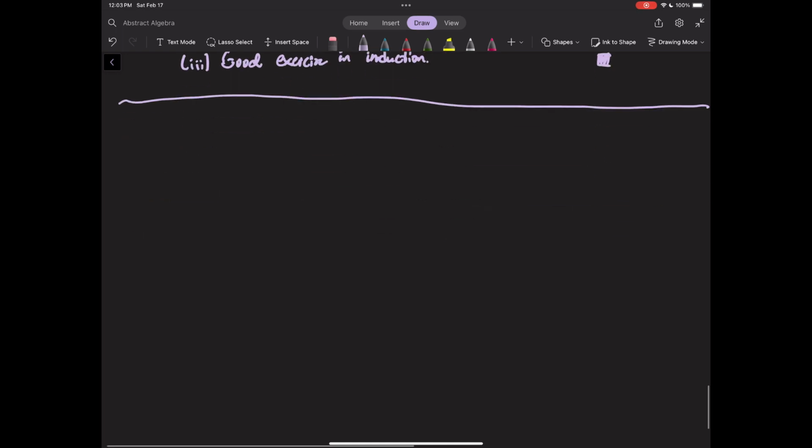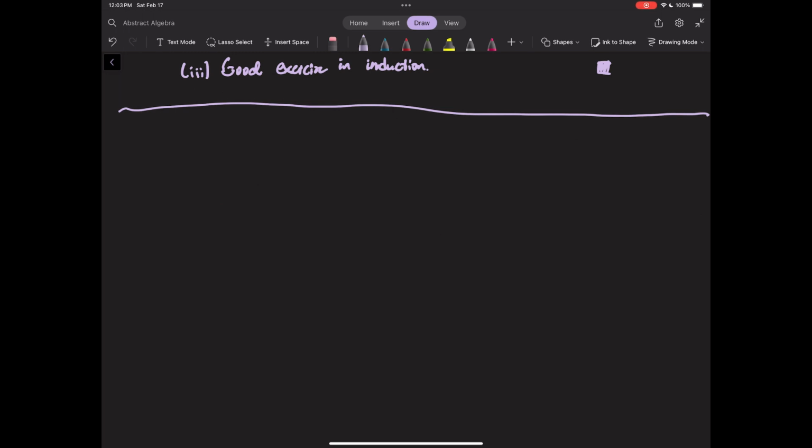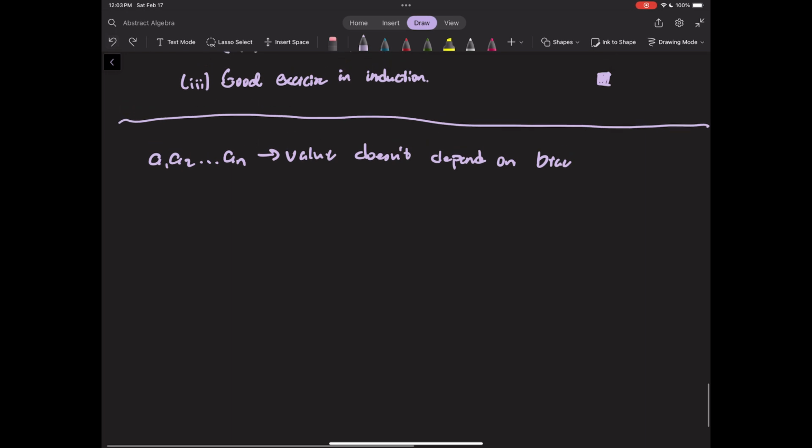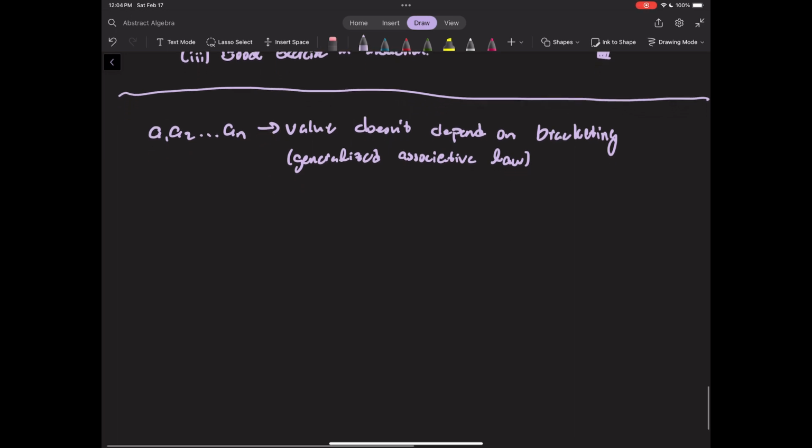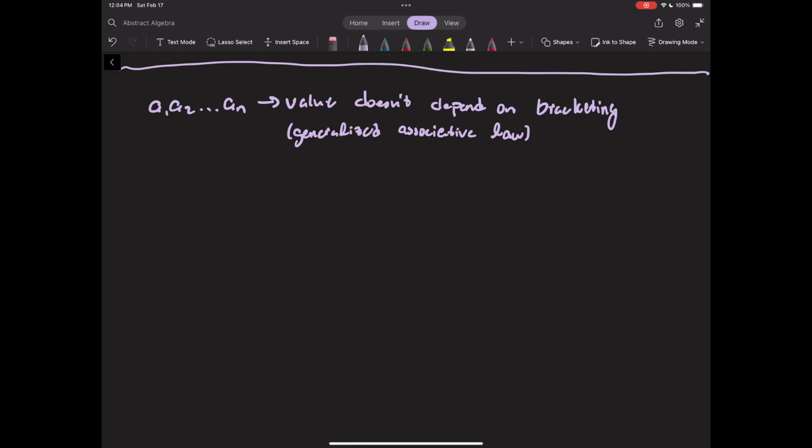We kind of left off by discussing the fact that the order of bracketing in this product doesn't matter in groups. Value doesn't depend on bracketing. And again, that's a good exercise in induction. You would call this maybe a generalized associative property, or a generalized associative law, maybe. We can also, on the topic of induction, define powers of elements in groups.